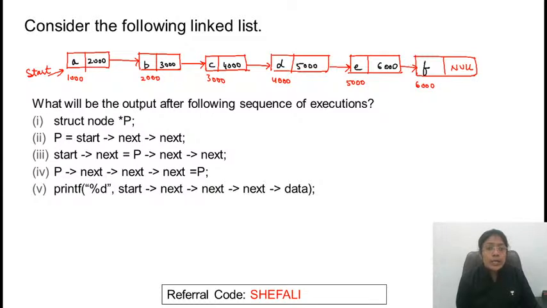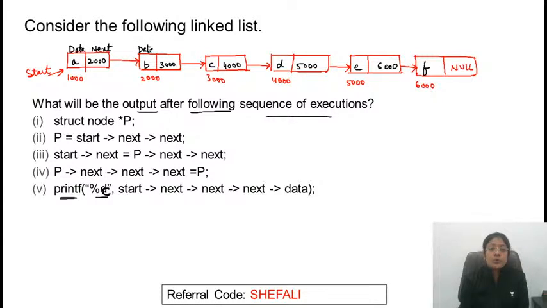The question is, what will be the output after the following sequence of executions? These are 5 statements given. In the last statement, it is printing one data. Let me mark this as character. It is printing one character. Character, obviously, will be referring to the data part. So what will be the output for the given code? This is the data part and this is next.